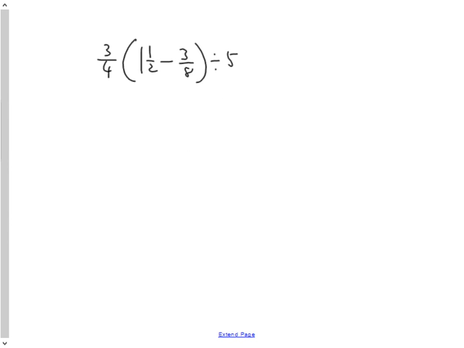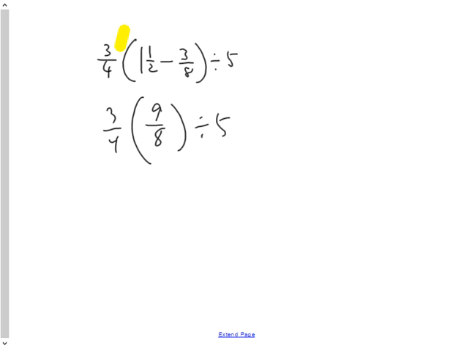And your last question, this is your last question, right? 3/4 multiplied by 1 1/2, take away 3/8, and then divide that by 5. So I'm going to put 3/4 multiplied by whatever this is. So I'm going to work this out. 3/2, take away 3/8. Common denominator is 8. Equivalent fraction is 12/8, take away 3/8, which is 9/8. Is that right? So all of this here is going to work out to be 9/8.